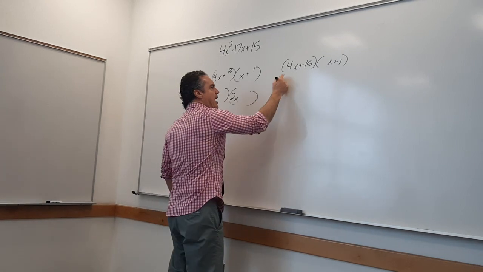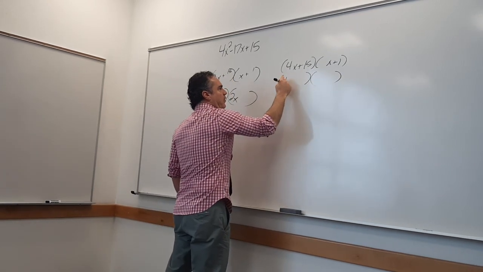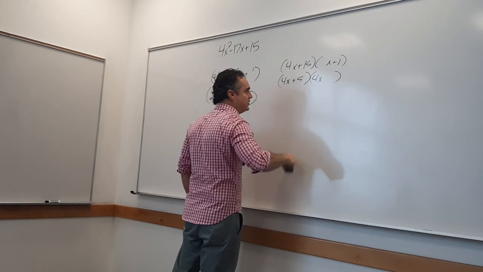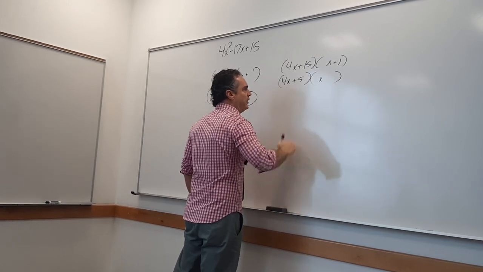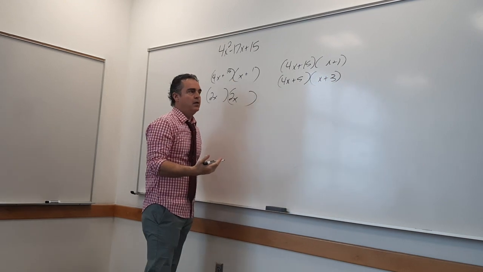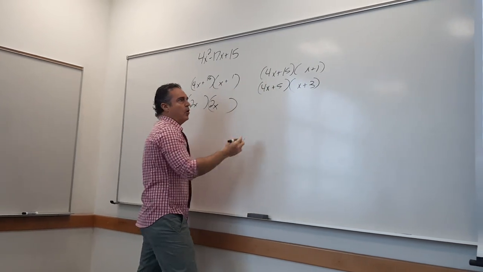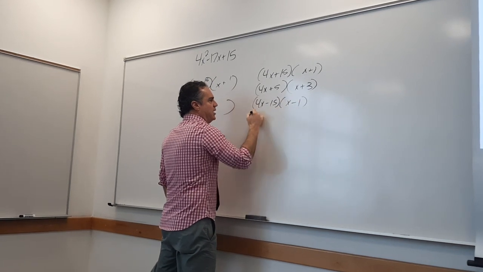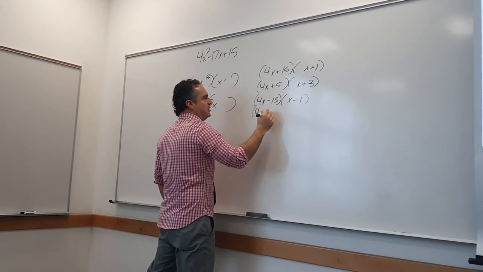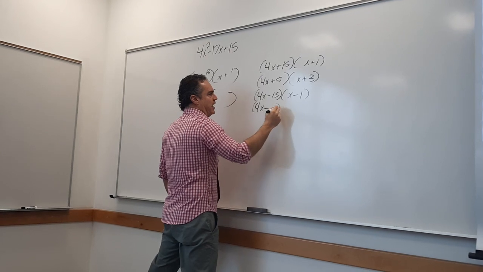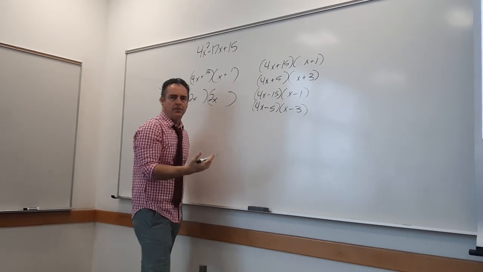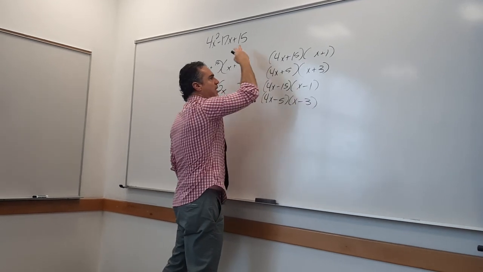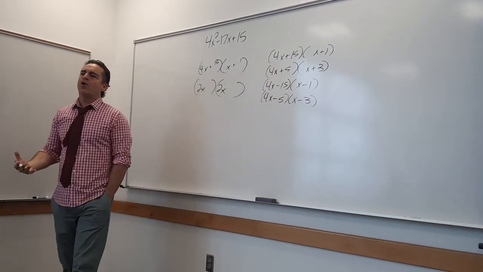And you could also have, what else? You could have 4x plus 5 and x plus 3. Agreed? Because 5 and 3 make 15. Or you could have 4x minus 15 and x minus 1, and you could have 4x minus 5 and x minus 3. Do you get that? Because negative 5, negative 3 make positive 15. Negative 15, negative 1 make positive 15. So those are 4 options you could have.